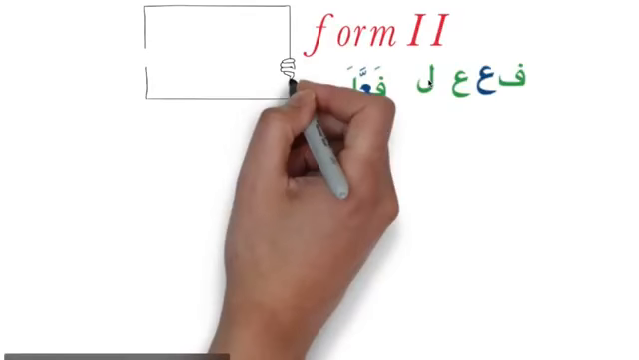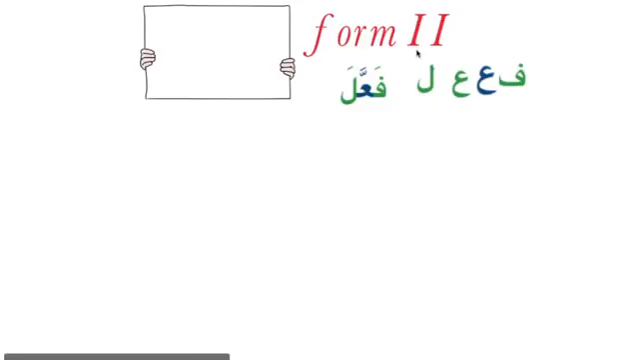And we know whenever there is a 4 letter verb, the mudari' starts with u. Another way of remembering this form 2 is by remembering its masdar. Form 2, which is fa'ala, has a masdar on the pattern of tafa'ilun. So it's called bab tafa'il. So form 2 is bab tafa'il.